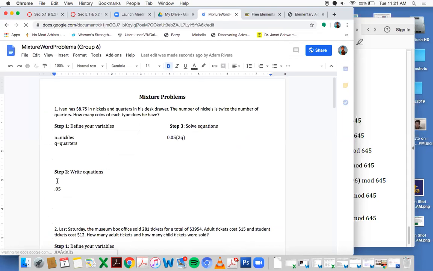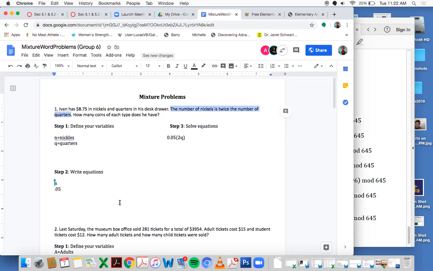Oh, so the equations. Okay, so yeah, let's look at the sentences here. Okay, so the number of nickels is twice the number of quarters. So this part should give us one equation to write. That means that n equals, what would n equal? N equals 2Q. Yeah. So that's one equation you can write, n equals 2q.